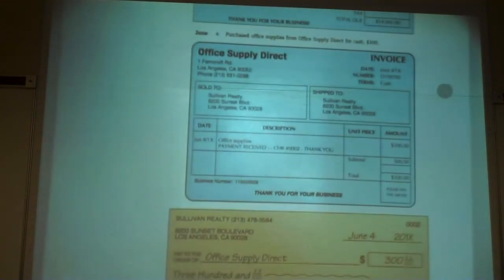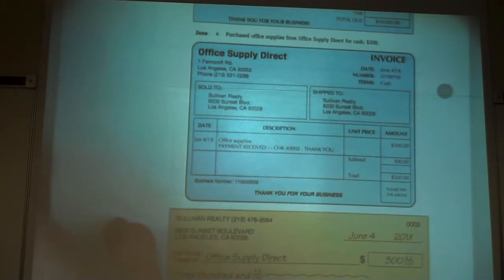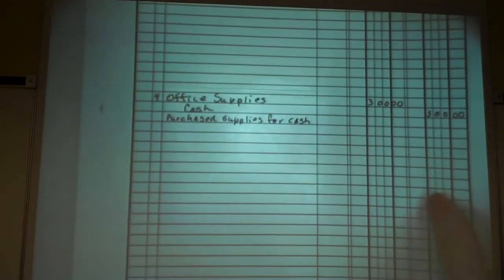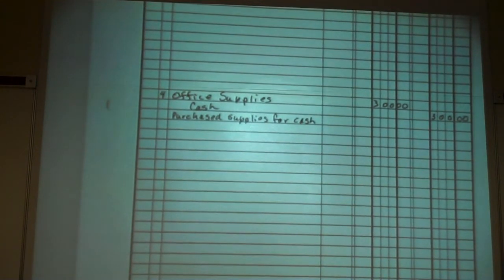Let's look at the next transaction. It goes to June the 4th. Purchased office supplies from Office Supply Direct for cash, $300. What accounts are used? Office supplies and cash. What is cash if we paid cash? Our credit. So our debit then is going to be office supplies. The date was the 4th.